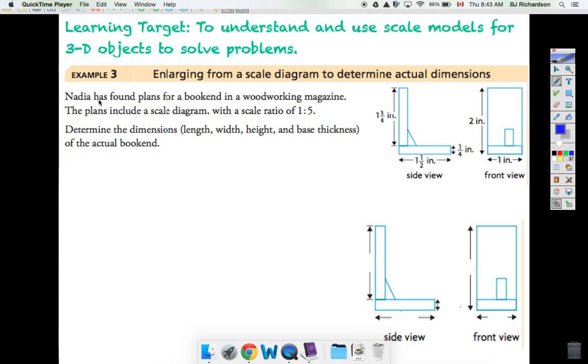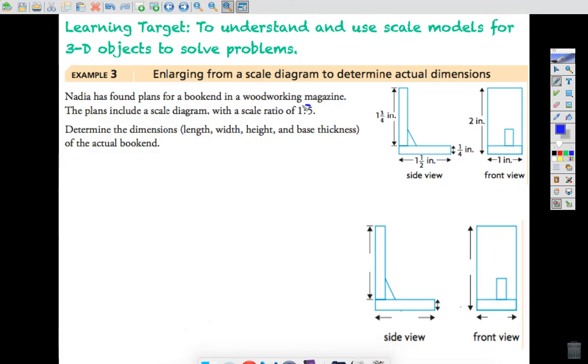So what we're doing here is we've got Nadia, and she's found plans for a bookend in a woodworking magazine. The plans include a scale diagram with a scale ratio of 1 to 5. Determine the dimensions, the length, width, height, and base thickness of the actual bookend. So you can see the dimensions that we're given here. We've given 1 3/4 inches, 1.5 inches, 1/4 of an inch, 2 inches, and 1 inch.